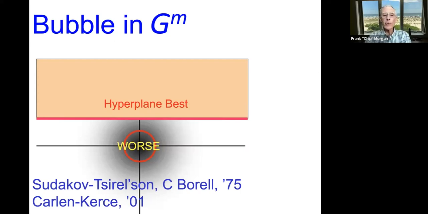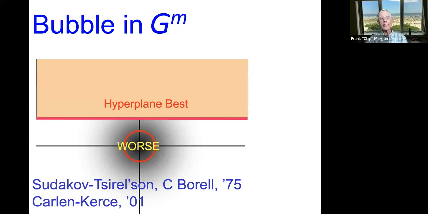If you want to enclose less volume, you just move the hyperplane up. If you want to enclose more volume, you just move the hyperplane down. It's not unique. It wouldn't have to be horizontal. It could be vertical. In fact, it could be at any diagonal angle. But that's the solution.